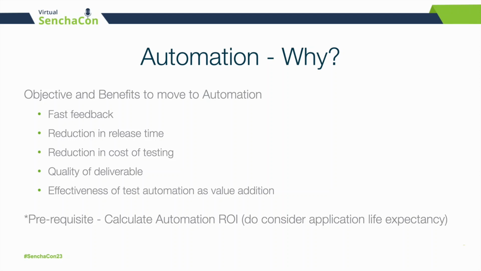Let's look at the objective and benefits of automation. First and foremost, it provides fast feedback. Say we have an automation suite and it's part of a CI/CD pipeline. Now we are pushing a change. We get immediate feedback about our application build quality. Thus, it reduces the release time as well.